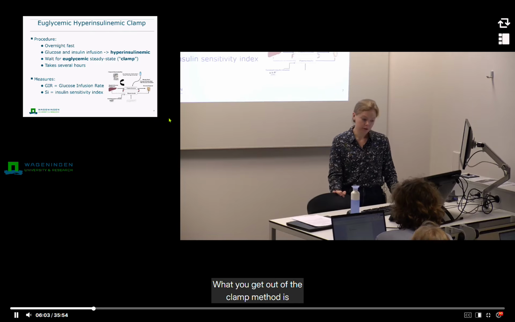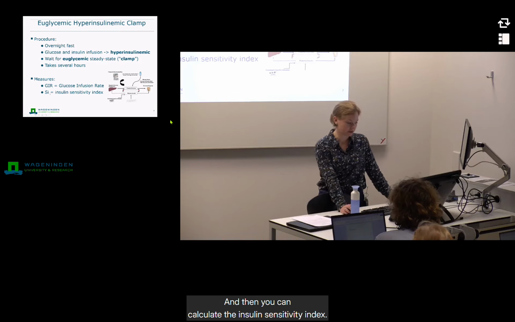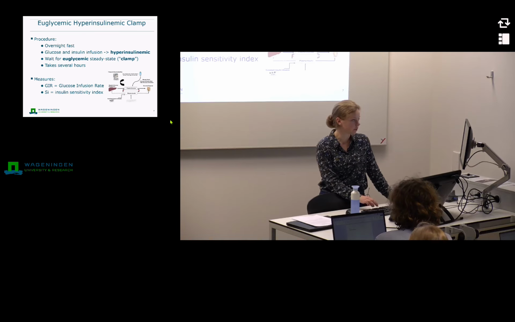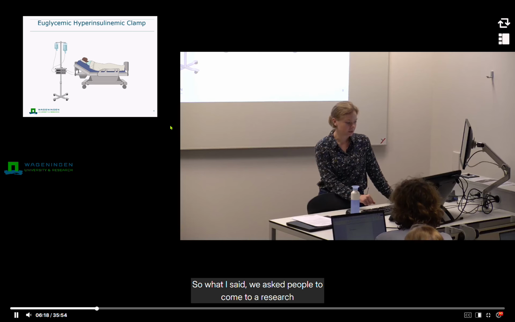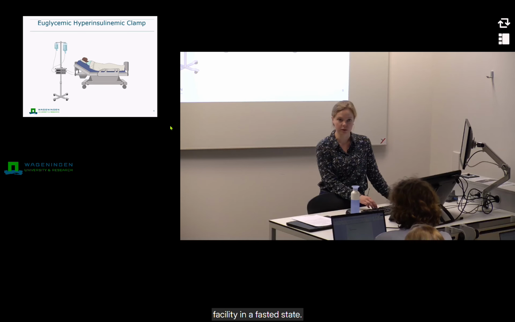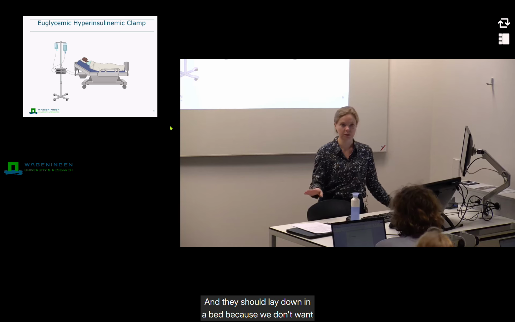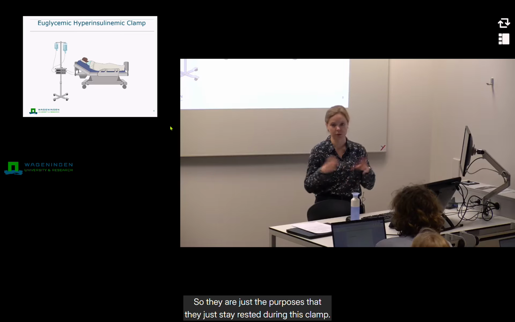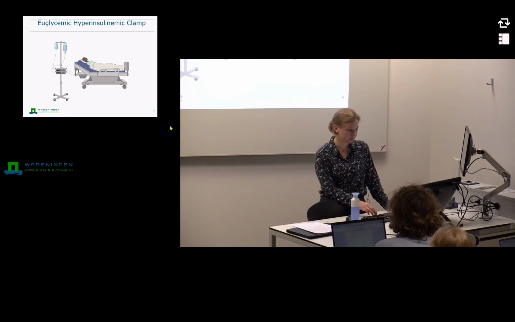What you get out of the clamp method is the glucose infusion rate, and then you can calculate the insulin sensitivity index. And to tell you more about how you can actually do it, I think it's good that we go over the method step by step. So what I said, we asked people to come to a research facility in a fasted state, and they should lay down in a bed because we don't want their bodies actually to use a lot of glucose during the test.